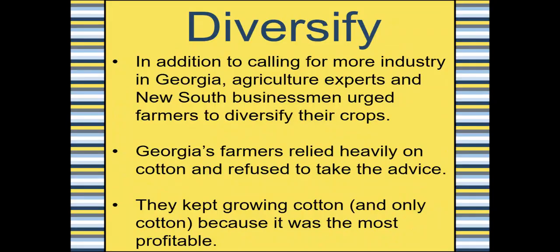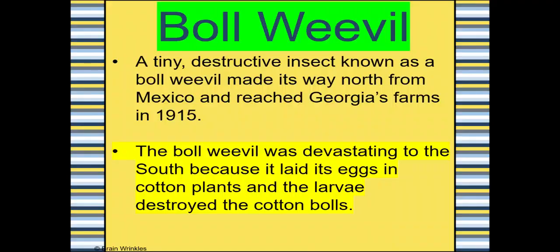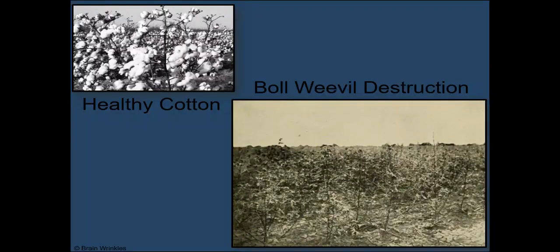So a lot of experts were telling farmers to diversify, which basically means you should grow things other than just cotton, because you don't want to put all your eggs in one basket. So unfortunately for those farmers, because they didn't listen, this little insect here came to be called the boll weevil. The boll weevil would prick a hole in the cotton, like you see in the picture here, and lay their eggs inside the cotton. So eventually, because of those eggs, the cotton ended up dying.